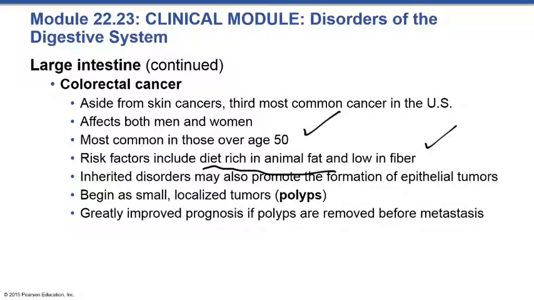There are forms of inherited colon cancer, and the cancer starts off as small, localized polyps, basically benign tumors, which can become metastatic. So during a colonoscopy, these polyps can be removed, and people with a family history should be having a colonoscopy often and having these polyps removed routinely.